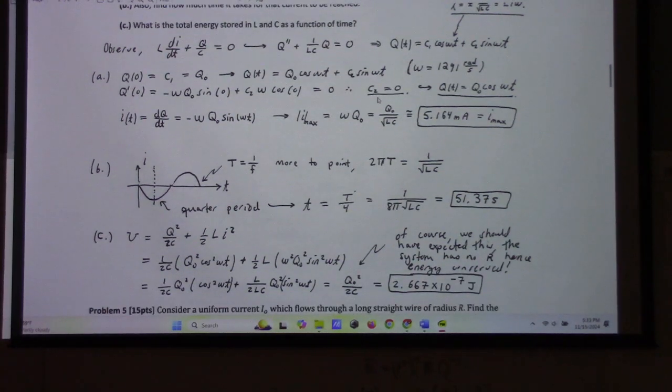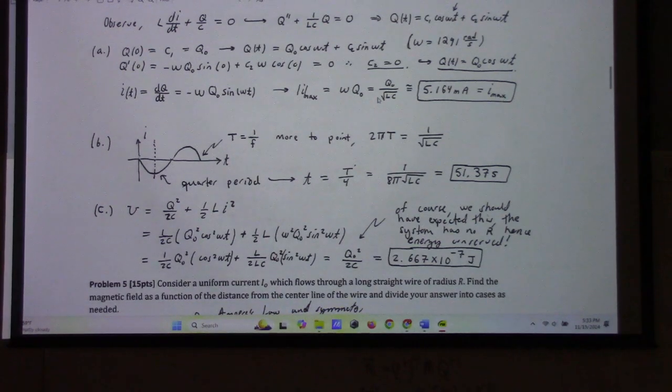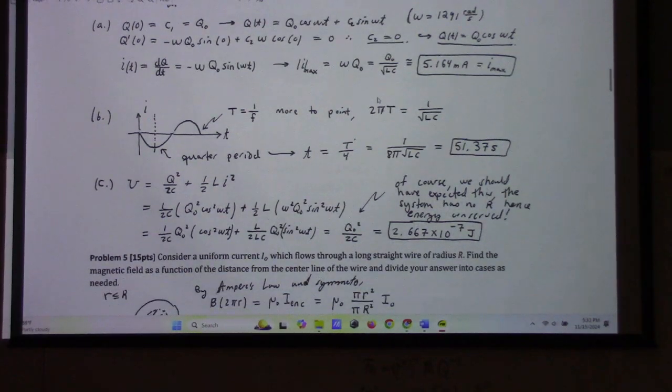What's the energy? Q squared over 2C. I do think part C is a good question. What's the energy stored in the LC circuit? It's Q squared over 2C plus 1/2 L i squared. And like I did in class for you guys, I showed that sine squared plus cosine squared is a constant. So we have that total energy being shared back and forth between the inductor and the capacitor in this situation.